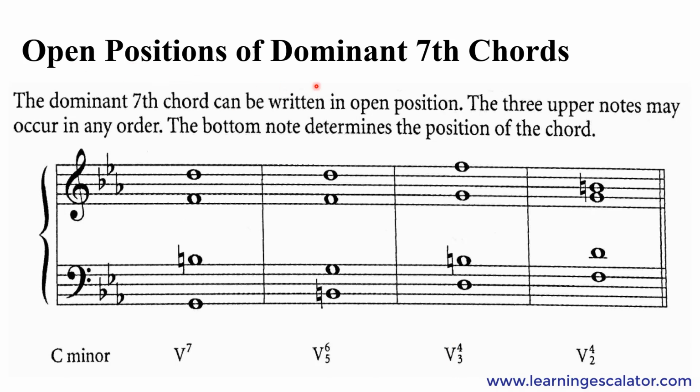Open positions of dominant 7th chords. The dominant 7th chord can be written in open position. The three upper notes may occur in any order. The bottom note determines the position of the chord. In the C minor dominant 7th, that's G, B natural, D, and F. So in root position, you just have to have the G on the bottom to show that it's root position, and the three top notes can be in any order.